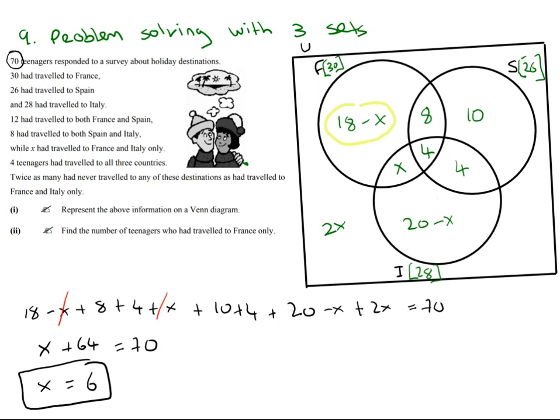But because we're asked to find France only, we know France only will be 18 minus x, which is 18 minus 6, which is equal to 12. And again, it's important that you answer the question posed.